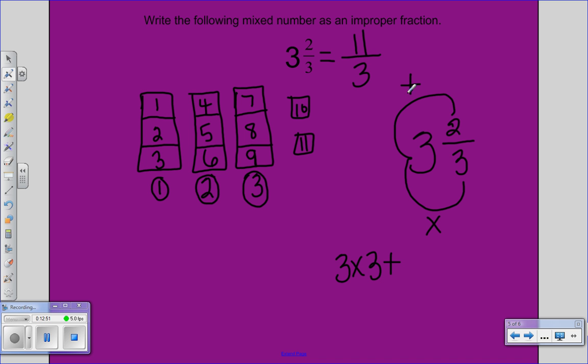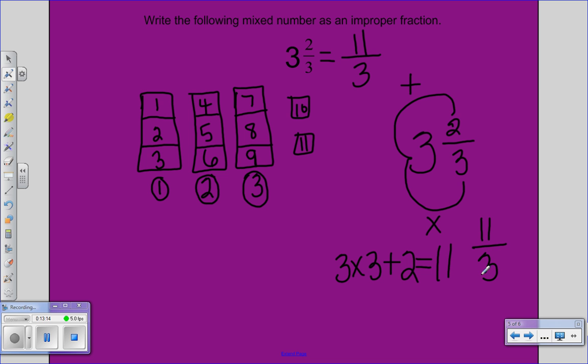Your addition's on top, plus 2. So if you like the popcorn method, draw out your popcorn, put your multiply down here, and your plus up here. 3 times 3 plus your 2. 3 times 3 is 9, plus 2 is going to be 11.